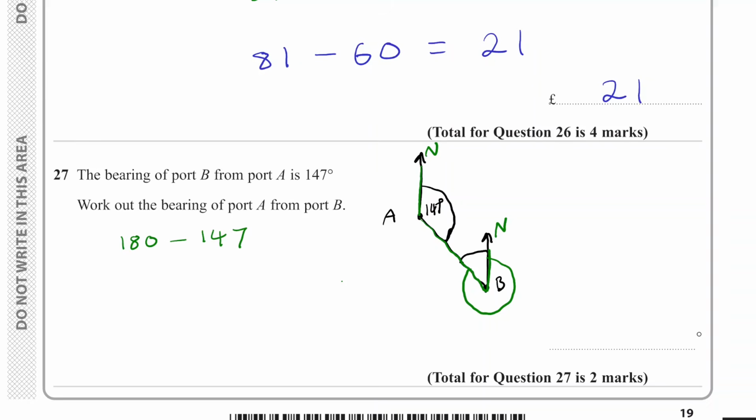So 180 take away 147 is 33 degrees. And then to find the bearing, 360 take away 33, which will be 327 degrees. So 327 degrees is our answer. That's the bearing of A from B.